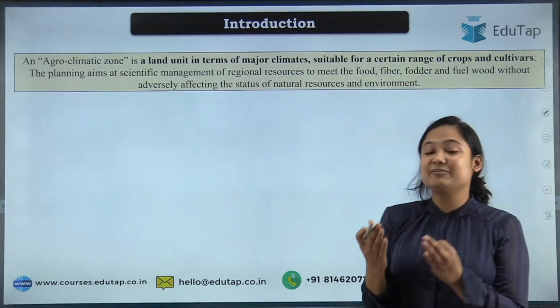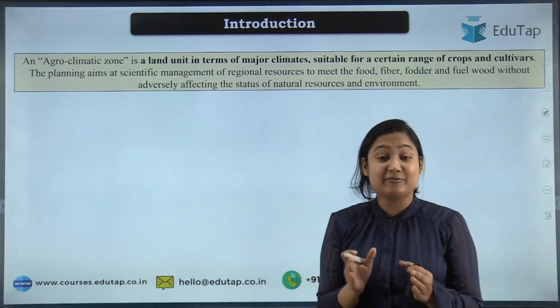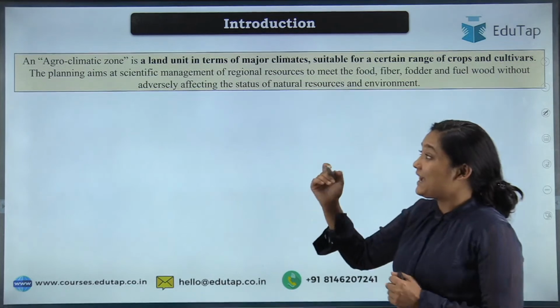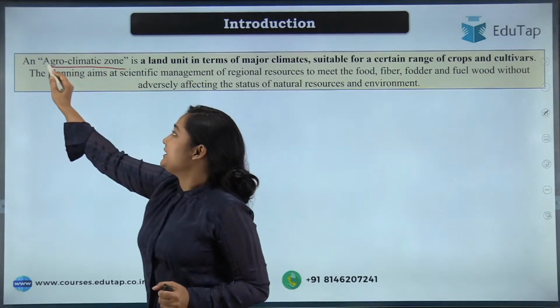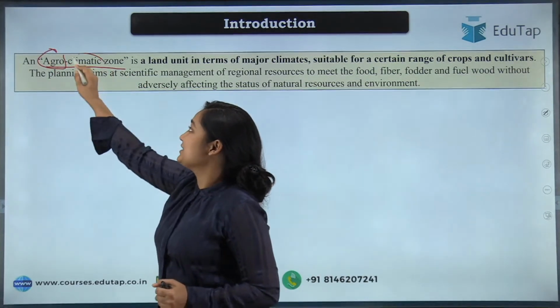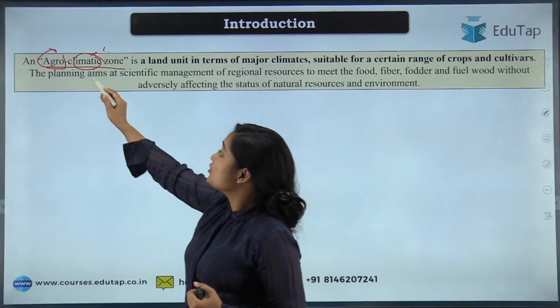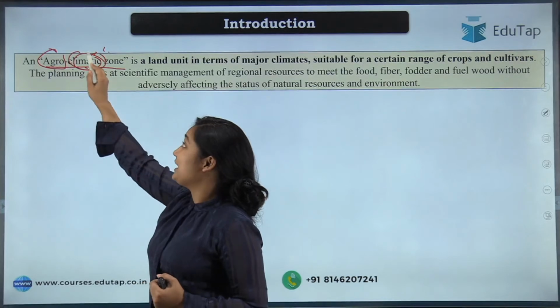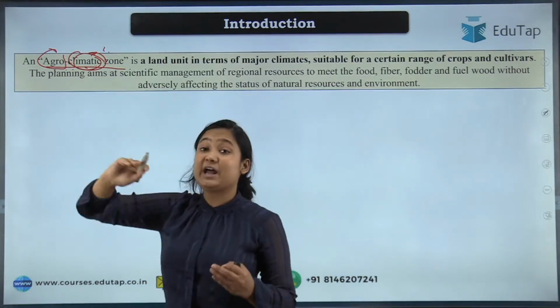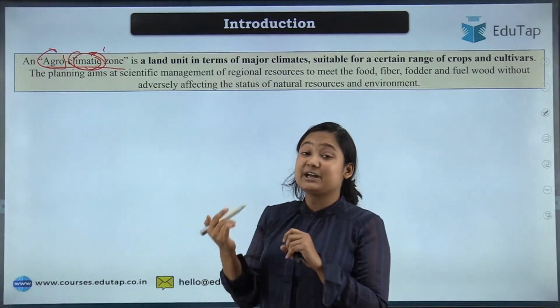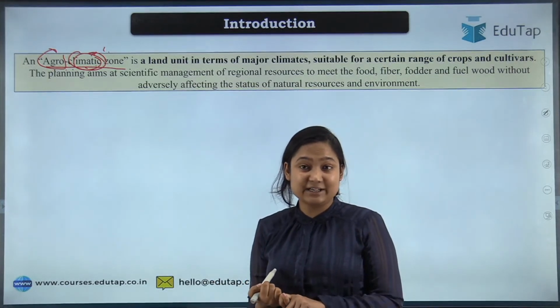First of all, what are we talking about? The agroclimatic zone. And what is an agroclimatic zone? You can tell from the name. Agro means agriculture, climate means whatever weather you have for a long period of time. So an agroclimatic zone is when you divide the climatic zone according to your agricultural needs. And what are the factors that are important in your agriculture?